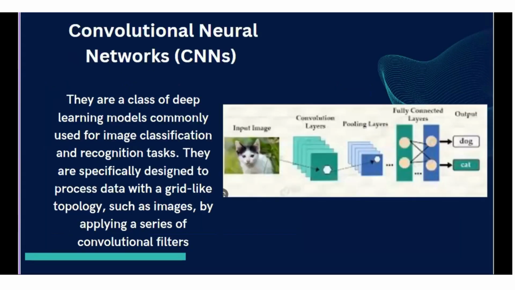Convolutional neural networks, or CNN, are a class of deep learning models commonly used for image classification and recognition tasks. They are specifically designed to process data with grid-like topology, such as images, by applying a series of convolution filters. Here we can see the image is of a cat, and these are the convolution layers that are applied, the pooling layers, and the fully connected layers, and the output is predicted as a cat or a dog.